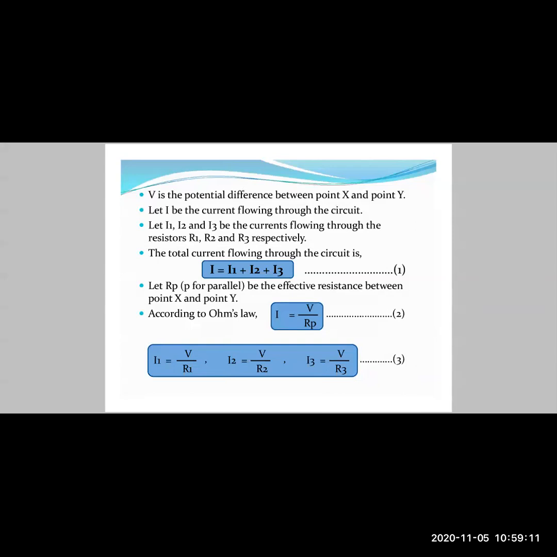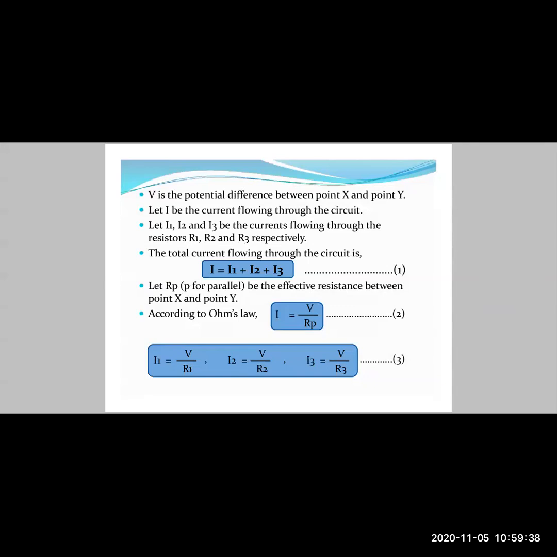Now, if you remember, when we saw the series combination, we had taken the voltage. Voltage gets divided, so V equals V1 plus V2 plus V3. In this case, in parallel combination, current gets divided. So you need to remember, in a series combination, voltage gets divided, V equals V1 plus V2 plus V3, and in a parallel combination, current gets divided, I equals I1 plus I2 plus I3, right?